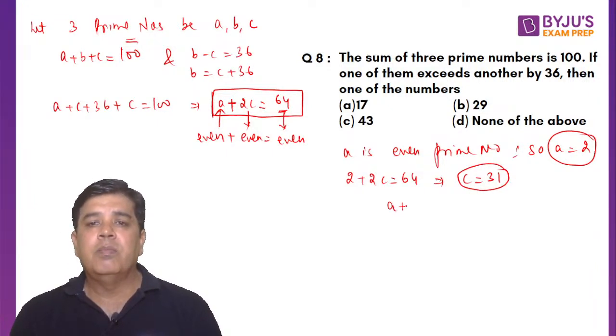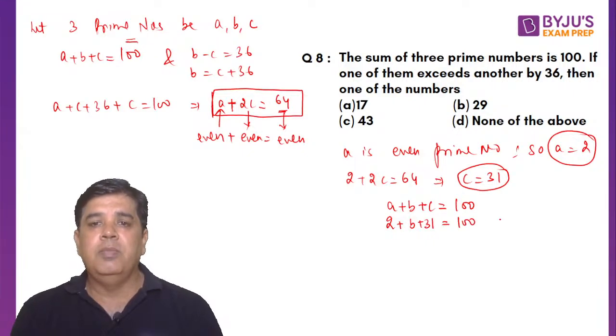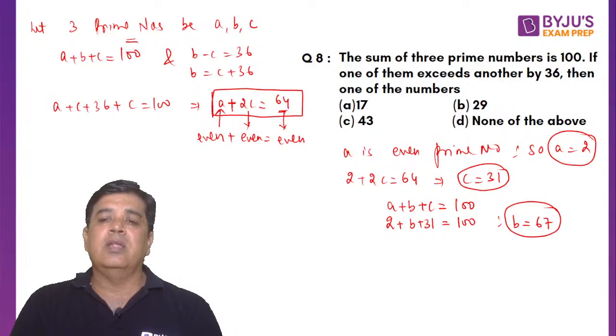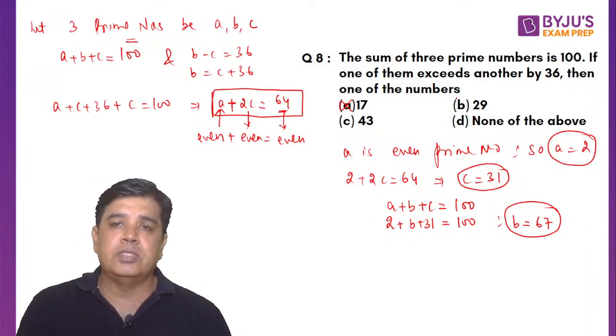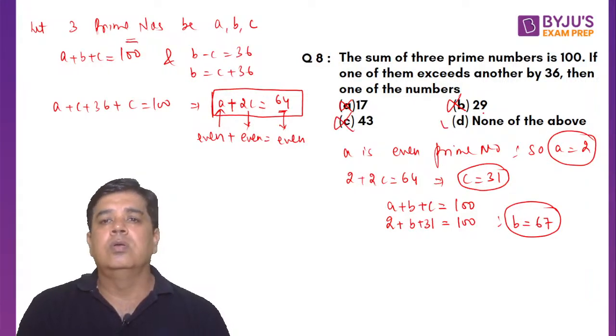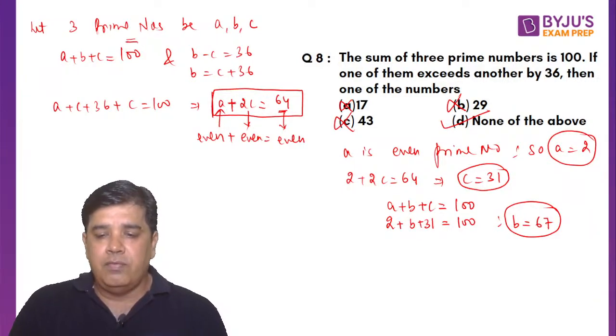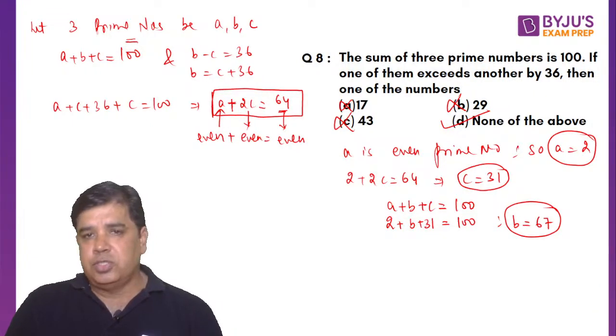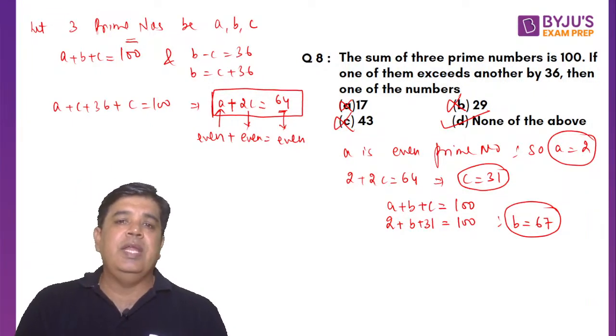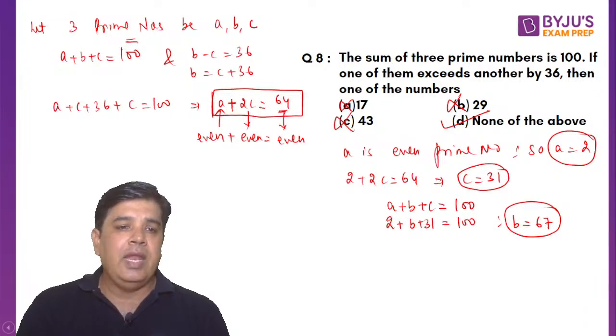Now A plus B plus C is 100. We have A as 2, C as 31, which means 33. It means B is 67. So these are the three numbers, 2, 31 and 67. So all the given possibilities are wrong. Answer is none of the above. Right? So there is no possibility that 17, 29 and 43 can be the answers.